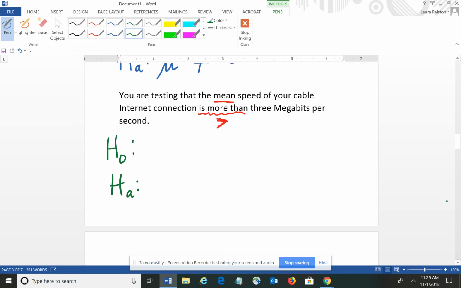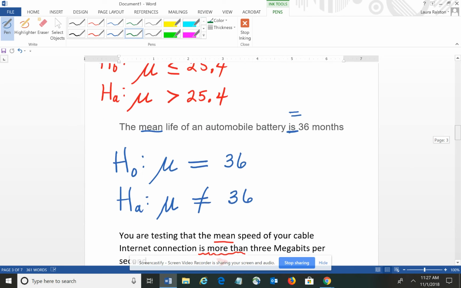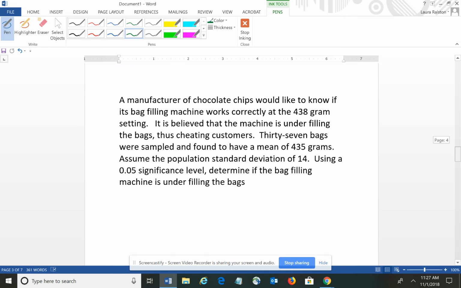This one is the mean is more than, which does not in any way imply equal. So this is going to be the alternative. The mean is greater than 3 megabytes per second. Then the null is the opposite, so it's going to be the mean is less than or equal to 3. Hopefully you're getting a sense that you usually have the same pairing. Less than and equal to always pairs with greater than. Equal and not equal always pair together because they have to be exact opposites.